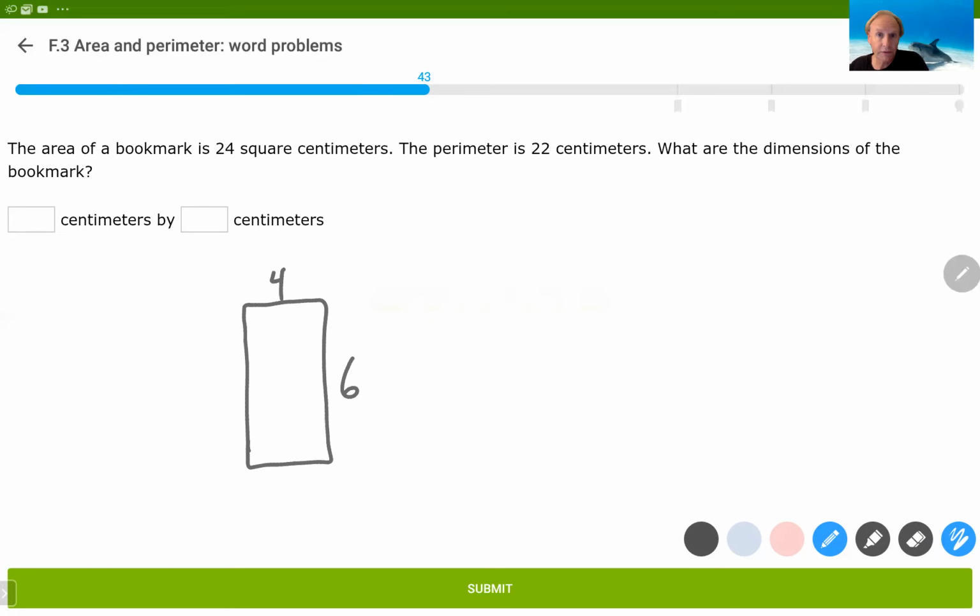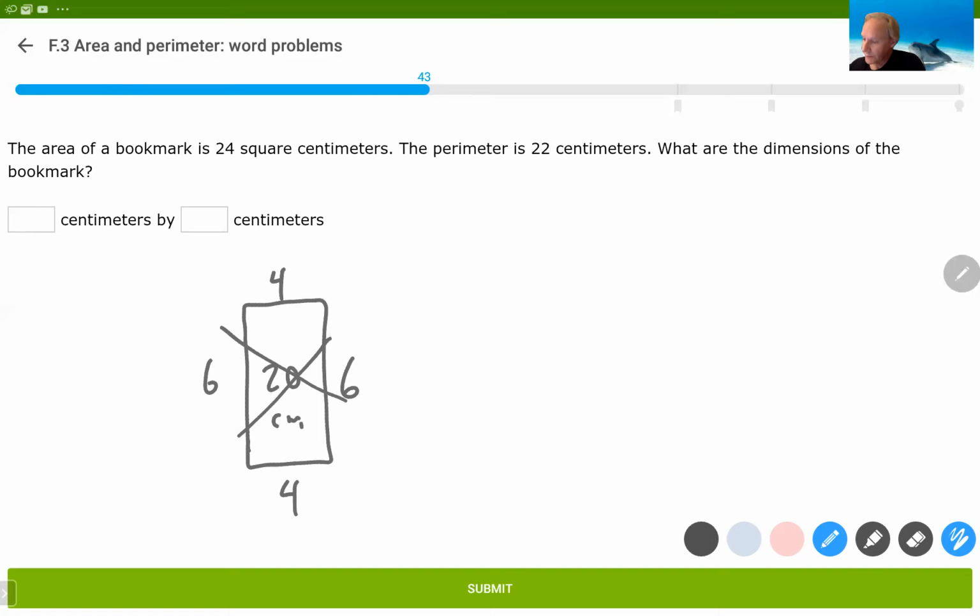And in order to find the perimeter, I have to add up all the sides. This is 6, and this is 4. If I add all these together, I get 20 centimeters. 4 and 6 is 10, and 4 and 6 is 10. The area is, of course, 4 by 6, which is 24. Now, unfortunately, that is not the right answer, and I need a little bit bigger perimeter.